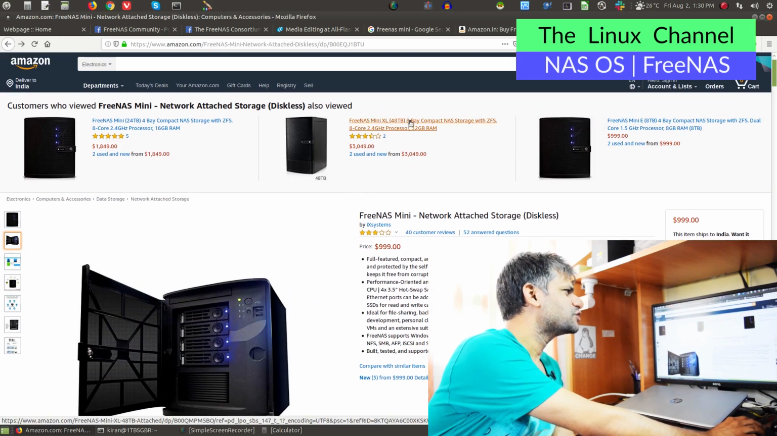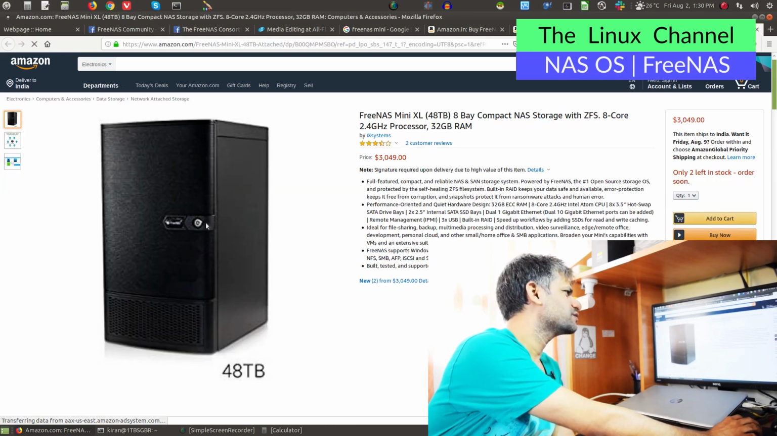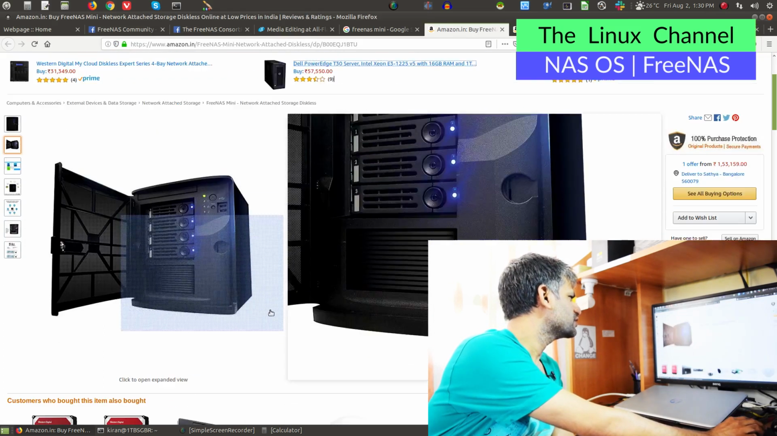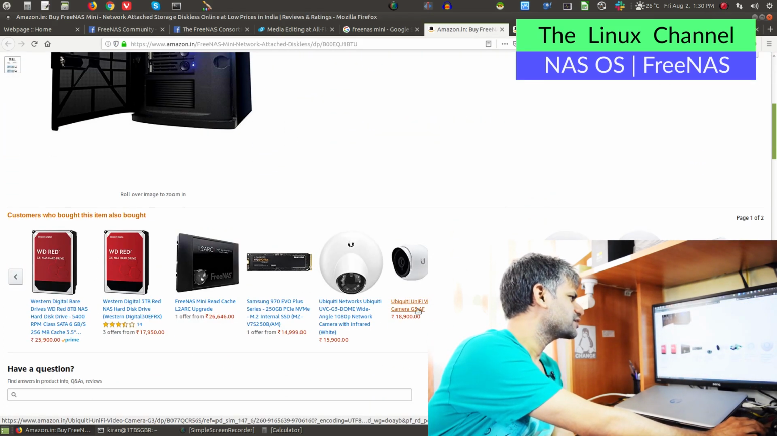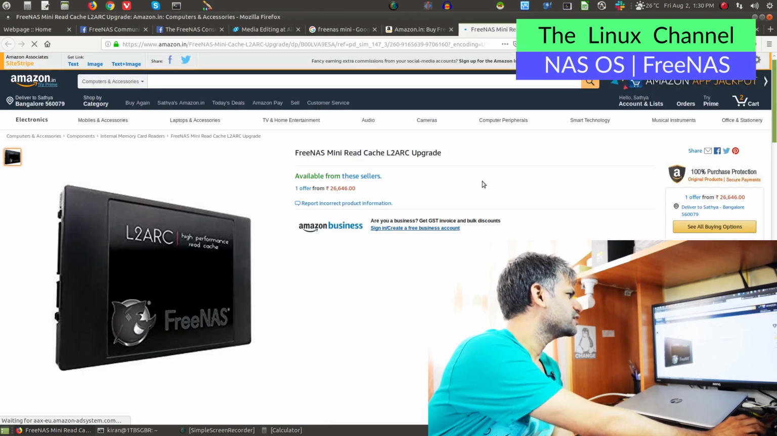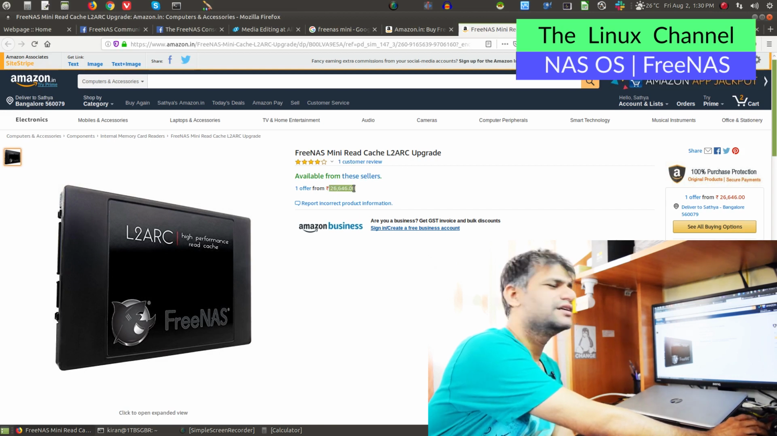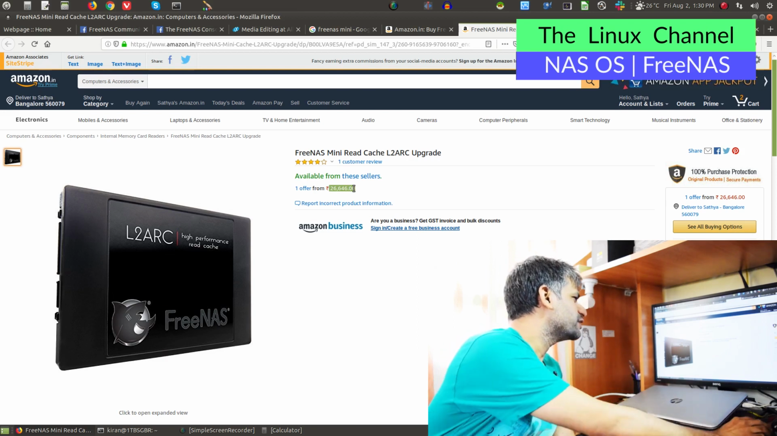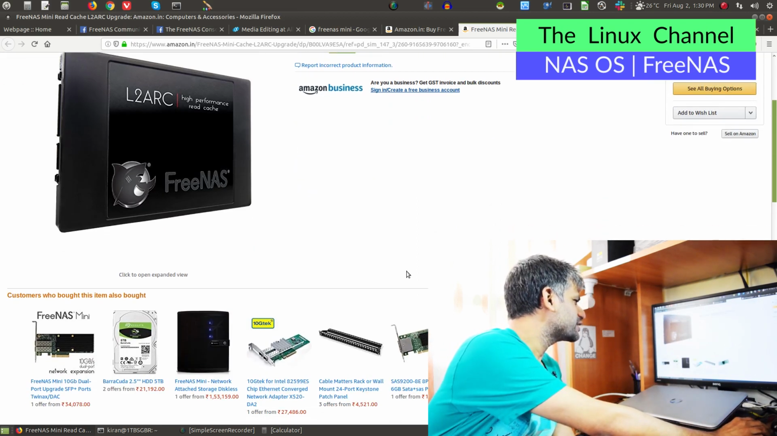And I'm not sure about these other models, like the 8-bay ones. I have never seen them posted much anywhere on Indian websites. Other than that, you can see here this FreeNAS L2ARC disk. I am really not sure what is this ridiculous pricing once again. It's very expensive, and so this is the issue.